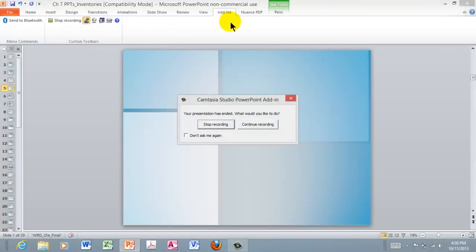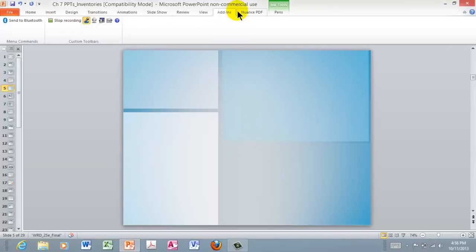What I want to do now is a little bit of a freehand drawing, another way of just illustrating how the cost flow assumption works. So let me get into an inking mode here, if you'll bear with me one second.